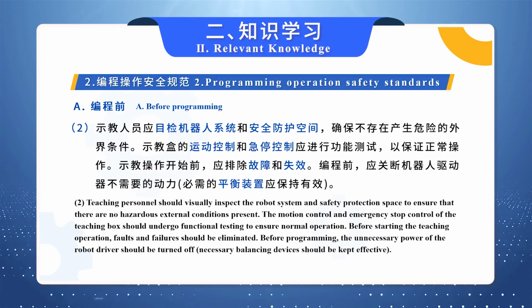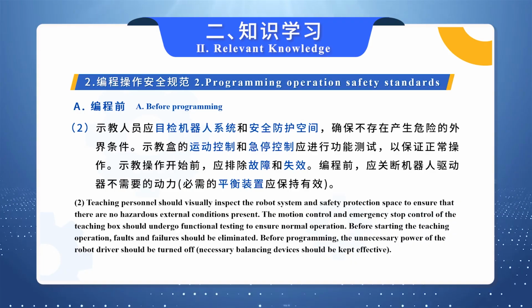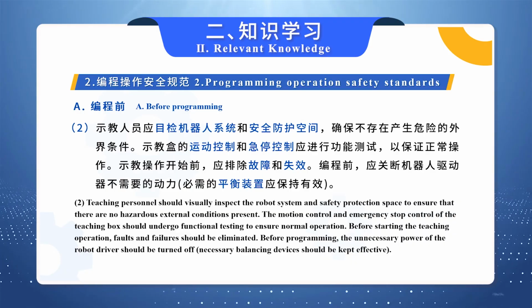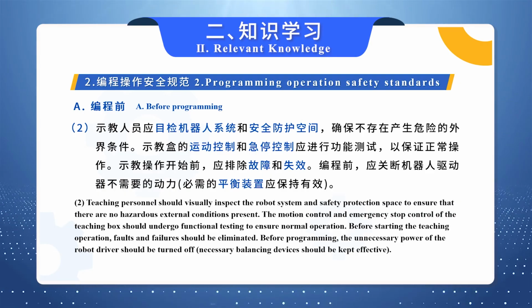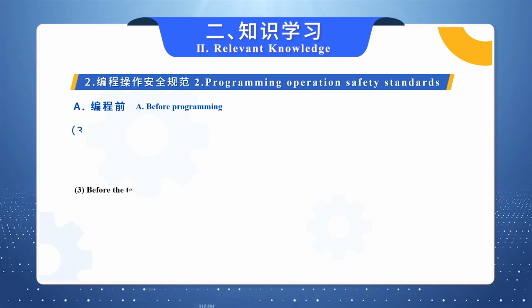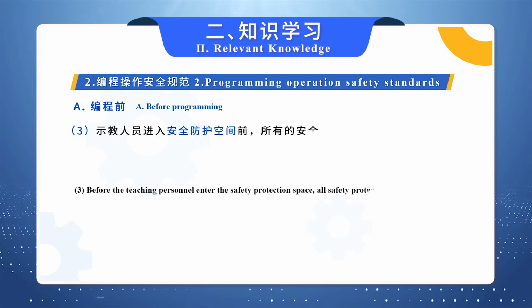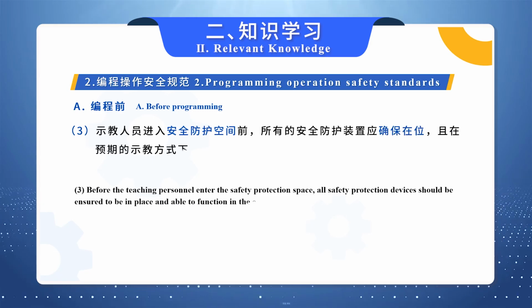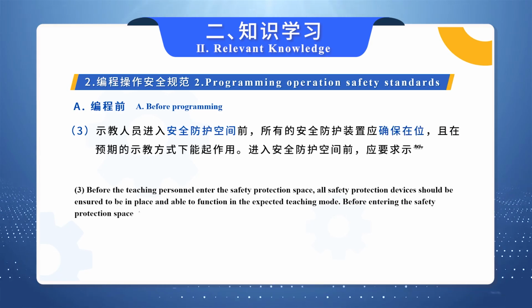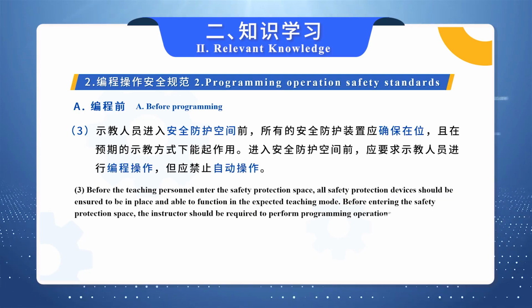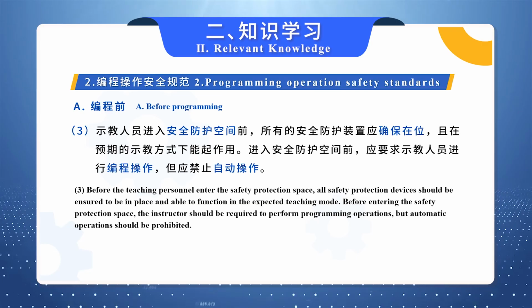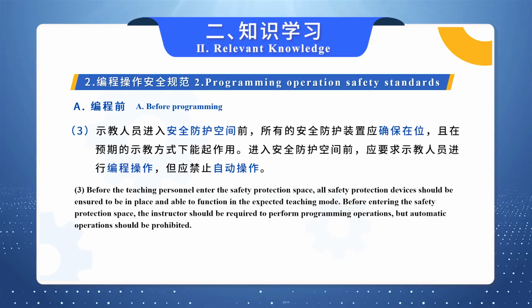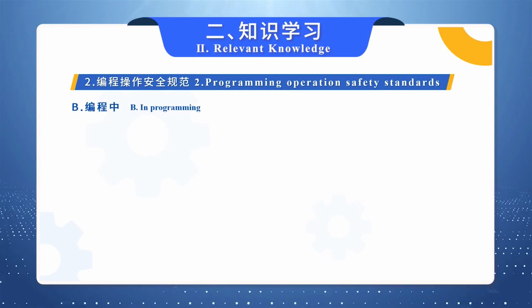Faults and failures should be eliminated before starting teaching operations. Before programming, the unnecessary power of the robot driver should be turned off, and the necessary balancing devices should remain effective. 3. Before entering the safety protection space, teaching personnel must ensure that all safety protection devices are in place and can function under the expected teaching mode. Before entering the safety protection space, teaching personnel should be allowed to perform programming operations, but automatic operations should be prohibited.